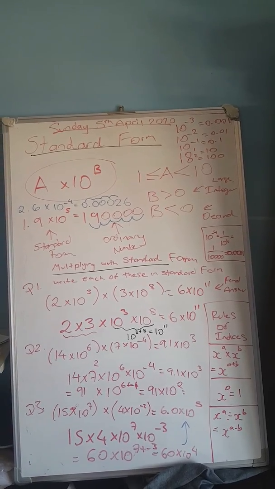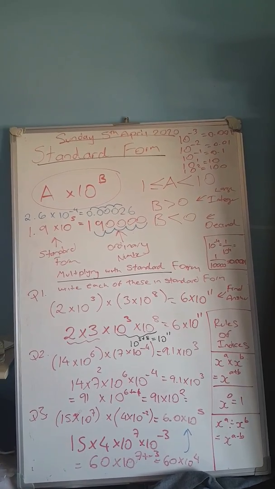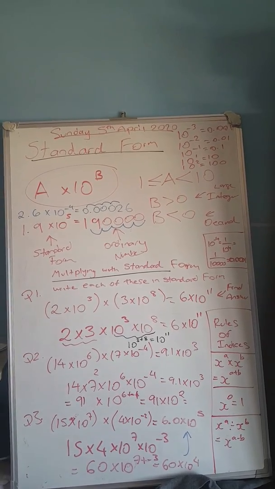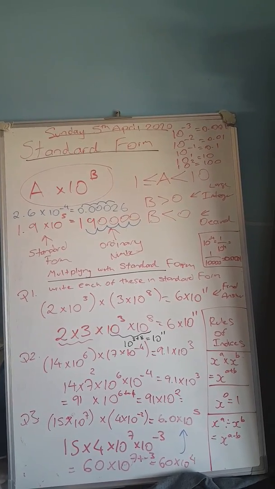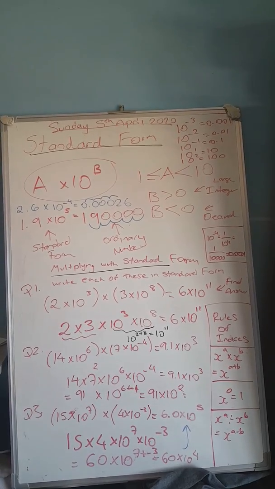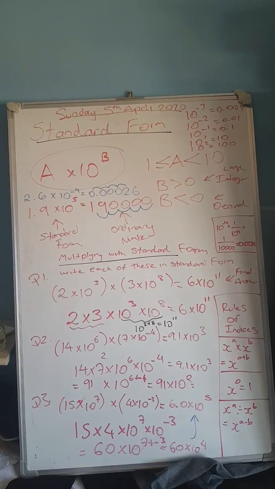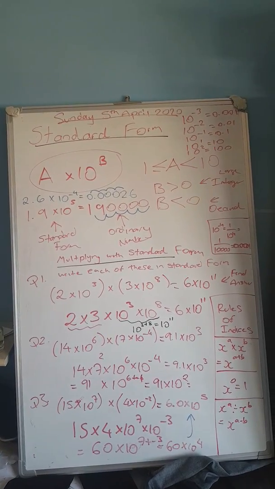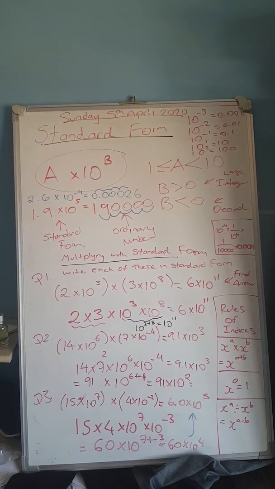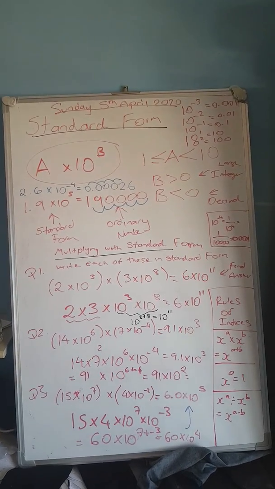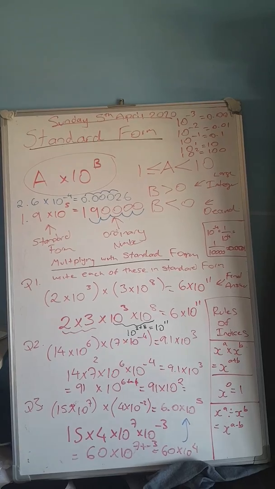Okay, so that is how I multiply with standard form, leaving my answer in standard form. So make sure in the exams, guys, that you read the questions. It might say to write it in standard form, or write it as an ordinary number, so make sure that you convert between the two. Okay, remember that standard form is a number between 1 and 10 times 10 to the power of something. That's all it is. It's just writing something in a more coherent way.